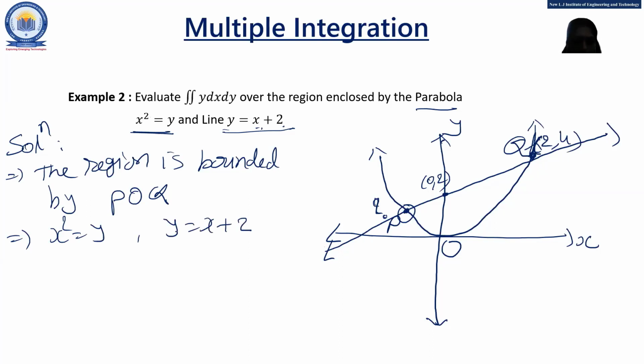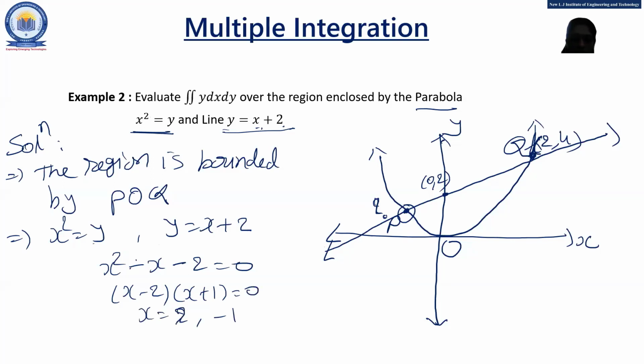So if I substitute y as x square, then x square minus x minus 2 equal to 0. So the factors are x minus 2, x plus 1. So the roots are 2 and minus 1, right? So x equal to 2 and minus 1.